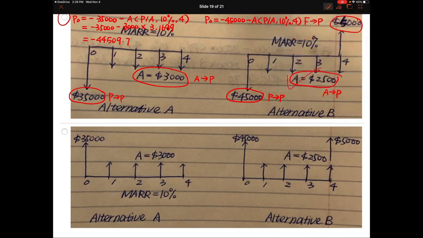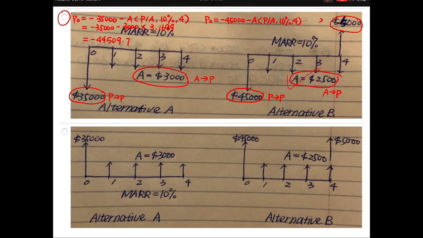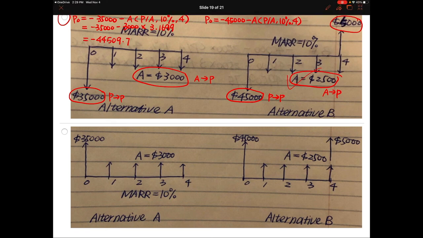Let me just erase this so you don't confuse. So plus a future value, the formula, and the P slash F, 10% and 4. Okay, and then if you calculate, the final answer is gonna be negative 49,509.75.